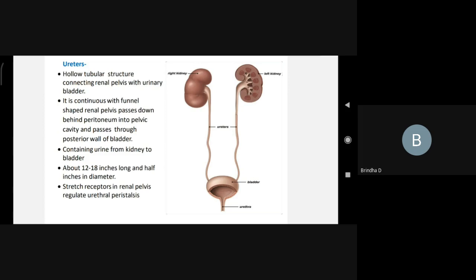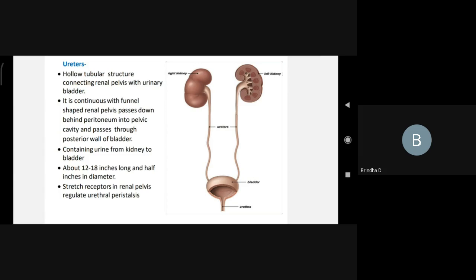carrying urine from kidney to bladder. Ureters are about 12 to 18 inches long, and their diameter is about half an inch. Stretch receptors in renal pelvis regulate ureteral peristalsis. So peristalsis also happens here.